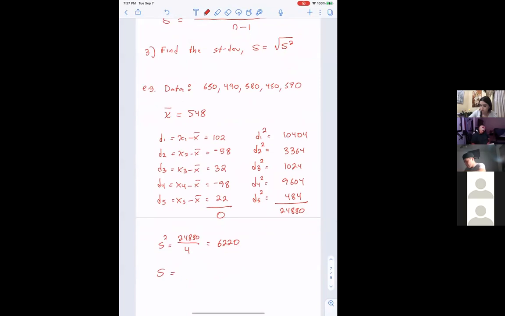And therefore, what is the sample standard deviation? I got 78.8669. Yeah, so 78.87 approximately. This would be the sample standard deviation for this particular problem.